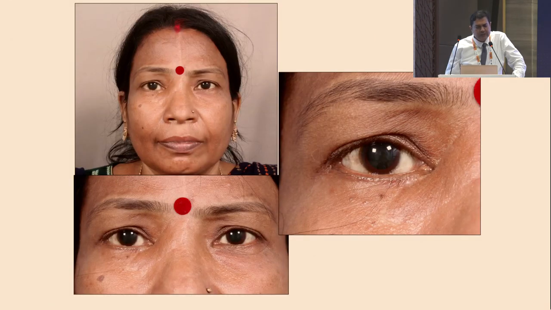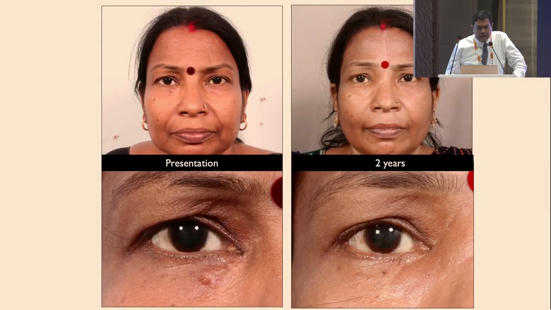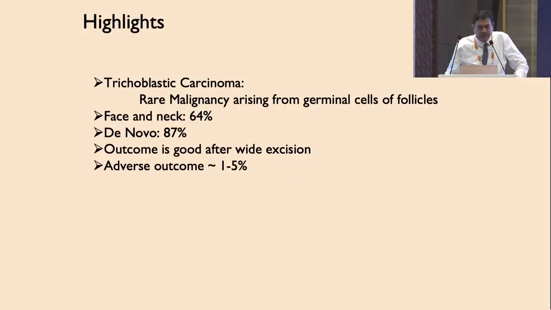This is almost a year after the surgery was done. And the diagnosis that came out was a trichoblastic carcinoma. So essentially, sometimes when a previous surgery has been done and the report mentions something, even if clinical examination tends to suggest that there's probably nothing much, it's a good idea to give credibility to a previous report and still think about confirming that, unless the morbidity from the surgery is too much. Like I mentioned, about 87% are de novo, and very few actually have adverse outcomes.